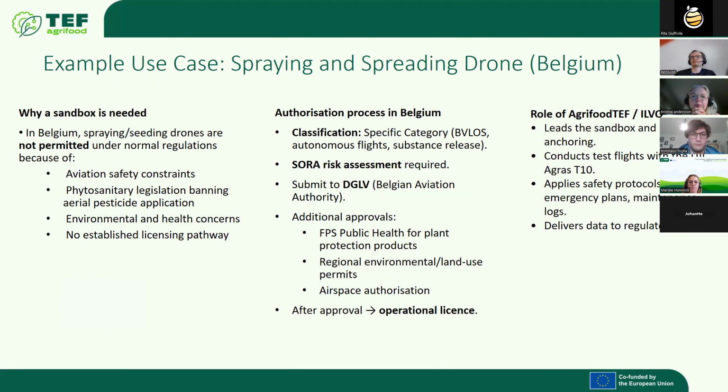I will now explain a spraying and seeding drone sandbox case that took place in Belgium. Spraying and seeding drones offer major benefits for agriculture: precise application, less soil compaction, and the ability to treat different and sensitive areas. However, in Belgium, these drones cannot be used under normal regulations because of safety rules, restrictions on aerial spraying, environmental concerns, and the lack of clear licensing pathways.